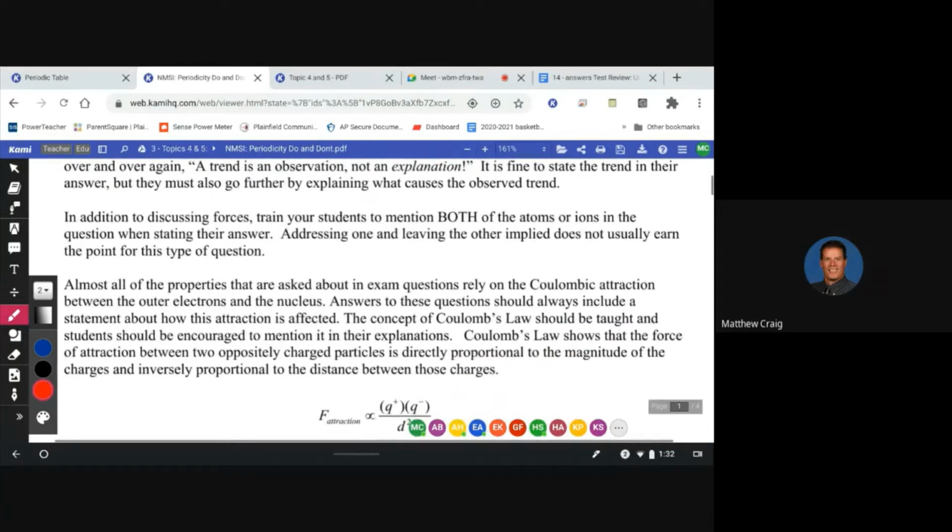All right, in addition to discussing forces, train your students to mention both of the atoms or ions in a question. And we've been doing that. So when it was talking about this and that, compare both, make sure you include both in your answer. So make sure that you talk about each if they're asking you about 2 different things. Addressing one and leaving the other implied does not usually earn the point for this type of question.